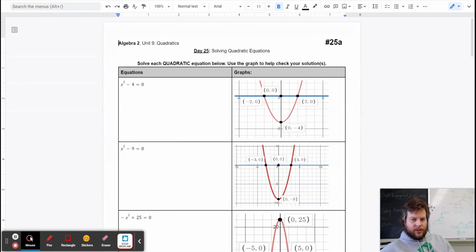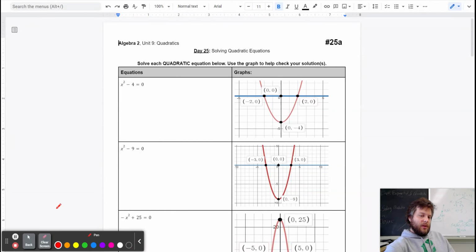All right, everybody. So this was the solving practice that we did in class, working on trying to find the solutions to a quadratic equation. I'm only going to do a couple of these in this video, so it doesn't go too long. But you're also going to notice what the connection is between the solution to the equation and the graph that's given to you. So on the first one, I'm seeing a minus 4.